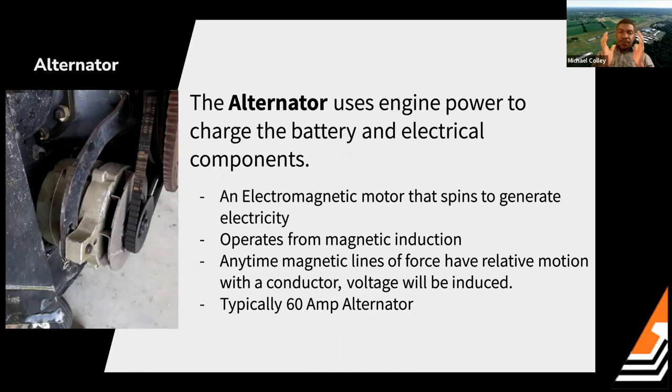Most alternators or motors will run off of an electromagnetic operation. I'm sure you guys know what a simple magnet is. You have the north and south pole of a magnet. I believe that once these magnetic lines of force come into contact with a contactor, a voltage will be induced. I know that's a high level understanding, but in layman's terms, as the alternator spins with the rotation of the propeller, it is generating electricity that's going into the aircraft. Typically a 60 amp alternator.